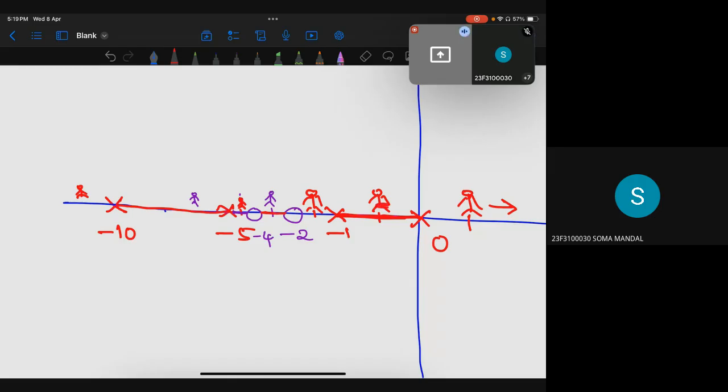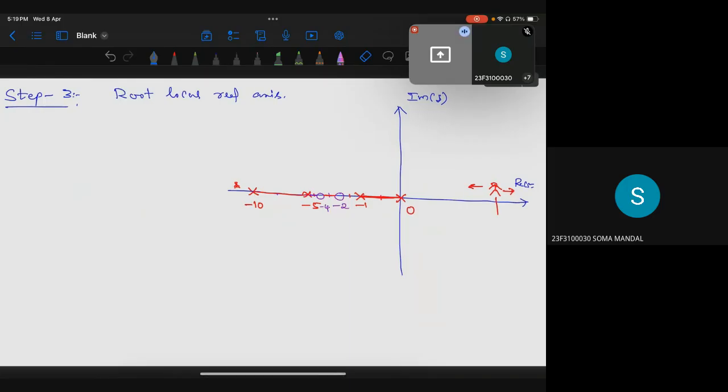If you're having any doubt, you can ask me. I'm removing these points because they are no longer needed. So only these red strips are part of the root locus. Any doubt in this? Only the red lines are part of the root locus, this one and this one. That is what we call the root locus on the real axis. Any queries?